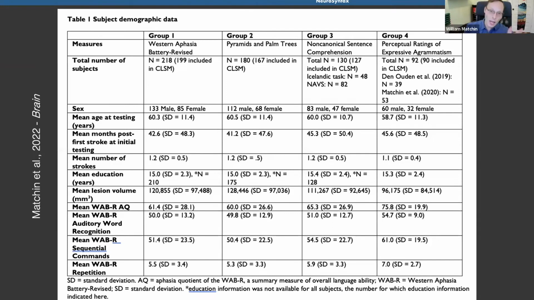We had overlapping numbers of subjects in each of these groups. For the full set of subjects that we had WAB data for, we had 218, and 199 that we had CLSM for, meaning we had the DTI data, which allowed us to do CLSM. You can see here for the non-canonical sentence comprehension, we had 130, and 127 in the CLSM. Those are really the two major ones here. In the pyramids and palm trees, we had 180 total, 167 in CLSM. You can take a look at this paper if you want to see the numbers in detail, but we had large numbers of subjects for all of our analyses.